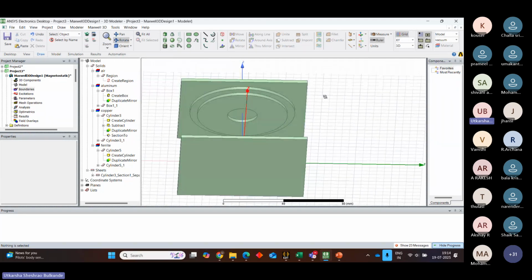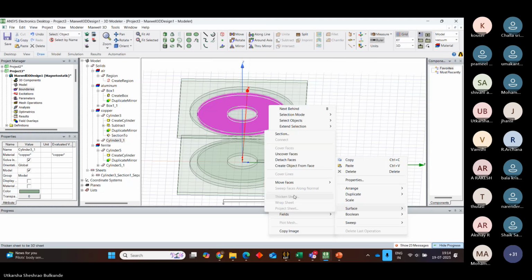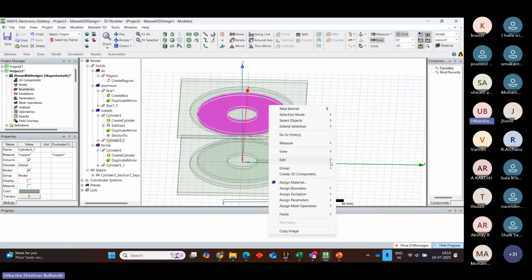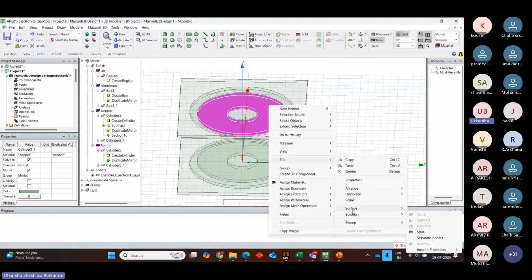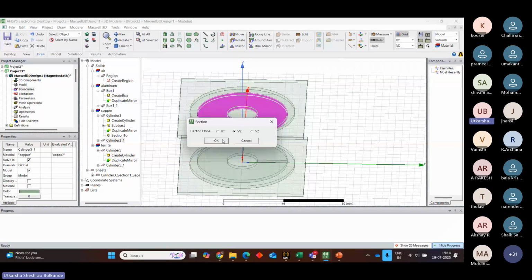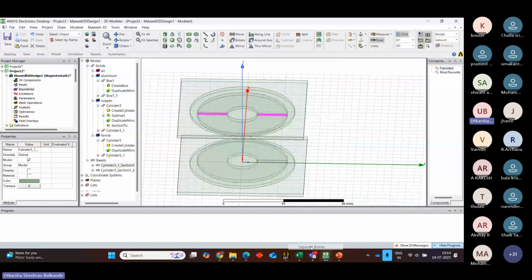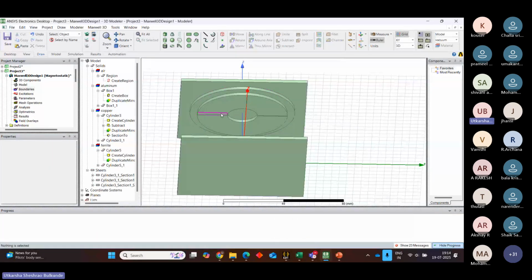So we will do the same for your receiver side also. Edit, surface, sorry, edit surface section YZ. Okay, two sections, then edit again, edit boolean, separate bodies. One we will just delete. You guys understood?